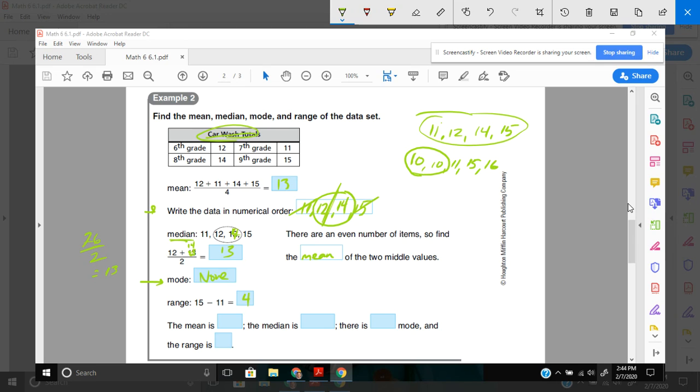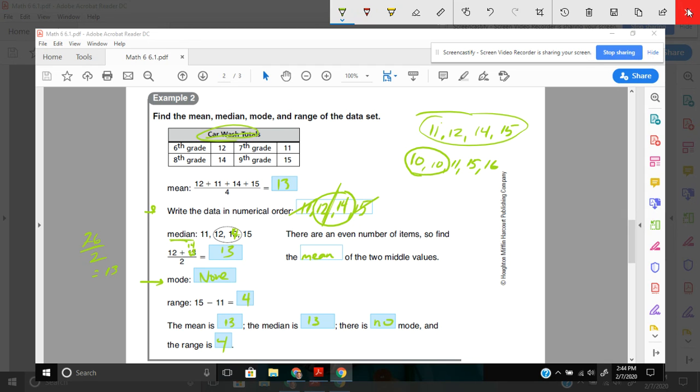All right, so putting it all together, the mean, or the average, that we found was 13. The median that we found was the same thing. The median is also 13. There is no mode, and the range then is 4. So those are all our final answers here. Okay. Have any questions about that? Please come see me and let me know.